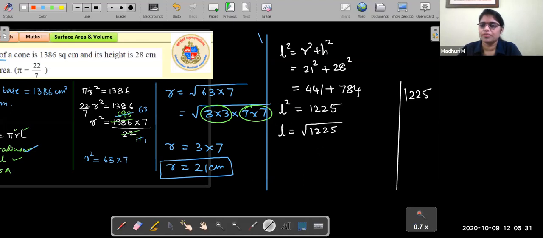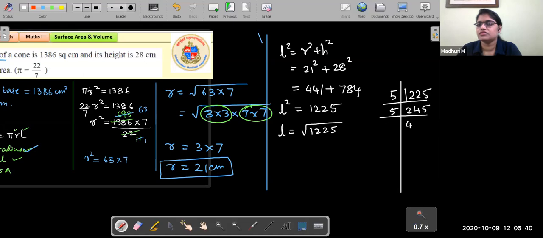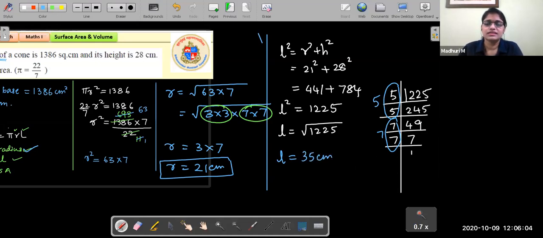Simply do prime factorization, right, students? So this will go with 5. 5 times 2 is 10, 5 4s are 20, 5 5s are 25. 5 9s are, and we see 7 times 7 is 49, right? And if we pair the common factors together, we get a 5 over here and a 7 over here. So that would be how much? That's 35, right? So that gives us the length to be 35 centimeter. We are done with step 2.